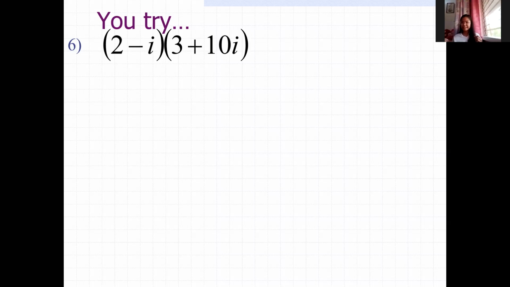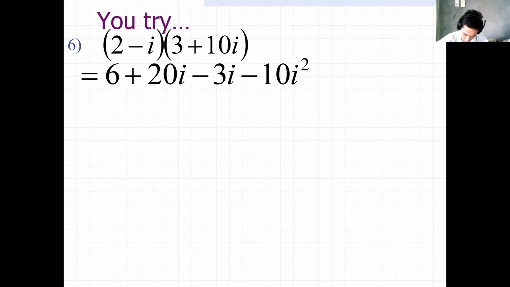Yes, Bam is ready for the answer. 16 plus 17i, sir. Okay, let's try to check if the answer of Bam is correct. 16 plus 17i, correct me if I'm wrong, Bam. So let's start with multiplying the first term, the inner term, the outer term, and the last.